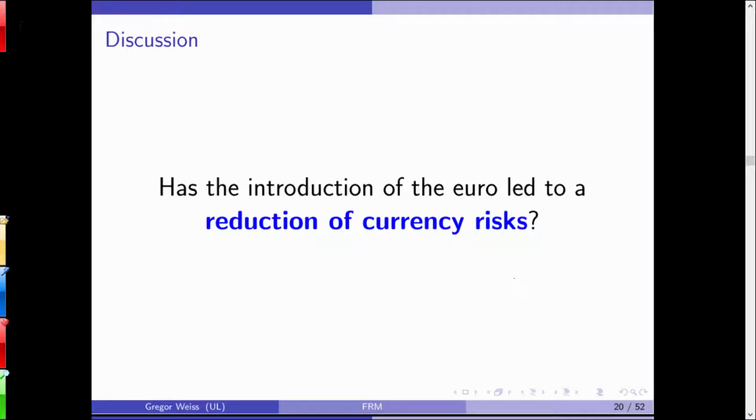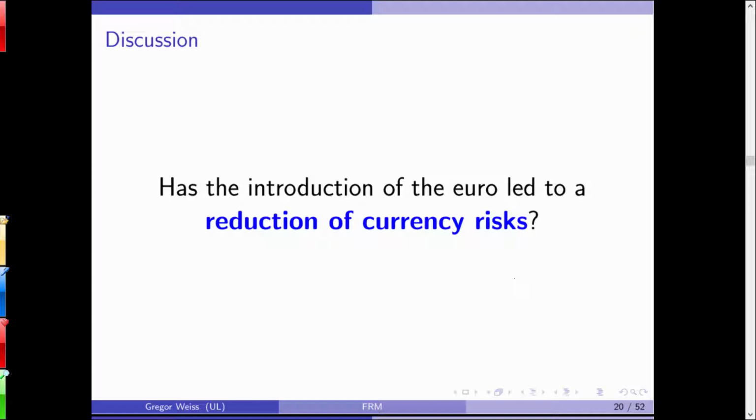Now, has the introduction of the euro led to a reduction of currency risks? Question for discussion. Do you think that this has led to a reduction of currency risks? It depends from what point of view you are looking at it. In the European Union, maybe yes, but internationally, I don't think so.